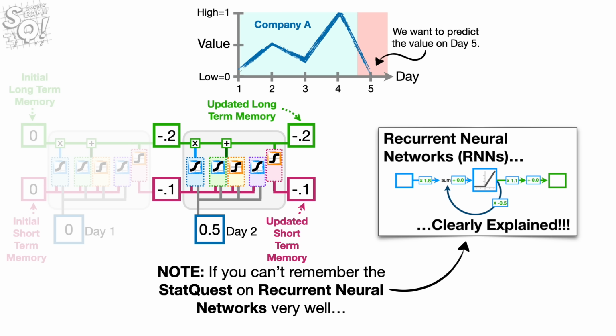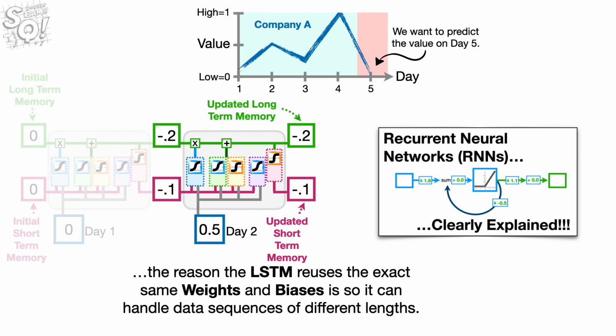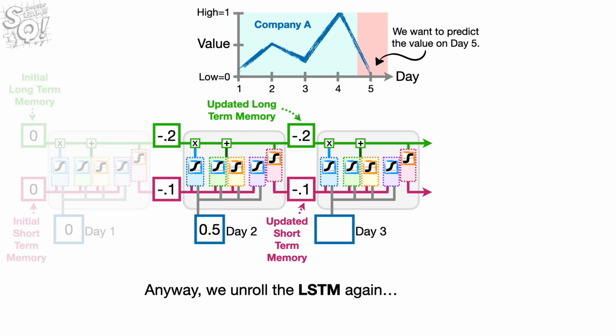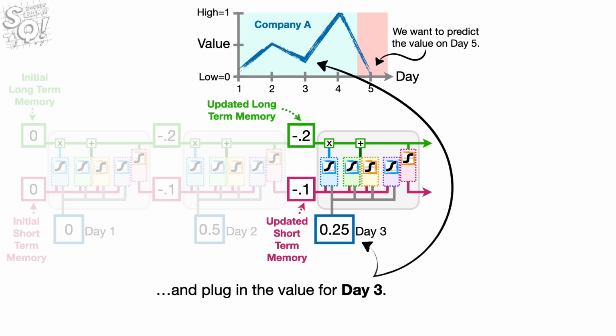Note, if you can't remember the StatQuest on recurrent neural networks very well, the reason the LSTM reuses the exact same weights and biases is so that it can handle data sequences of different lengths. Small bam.